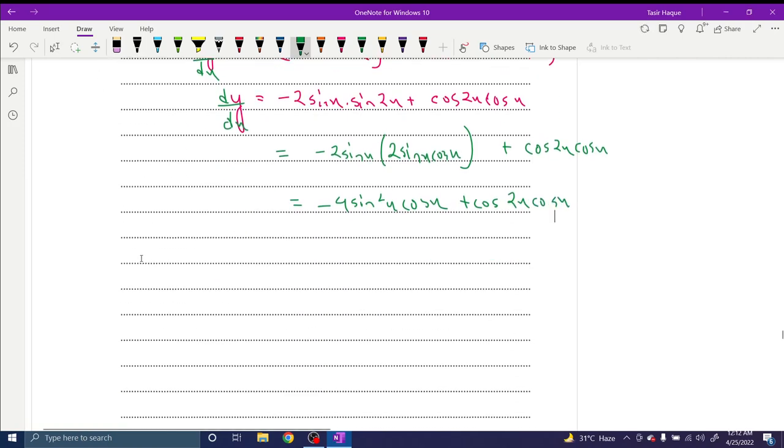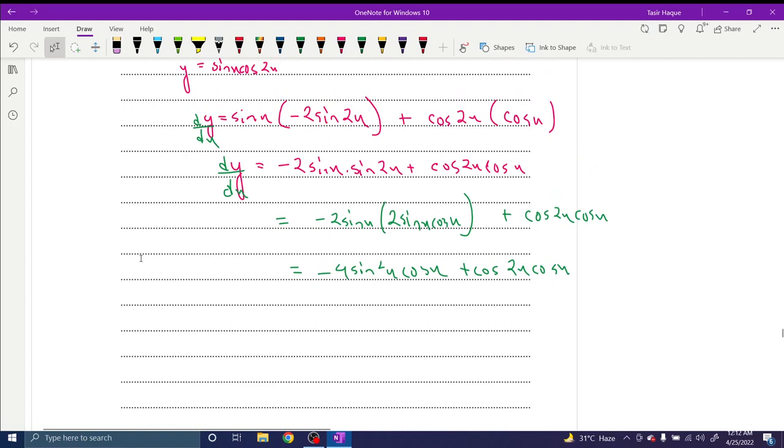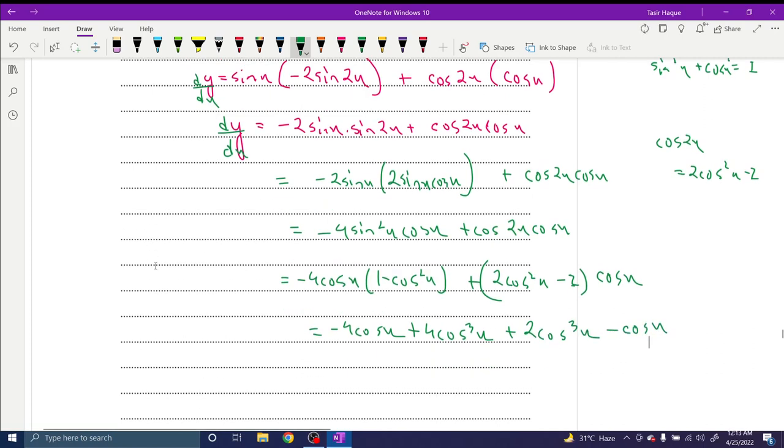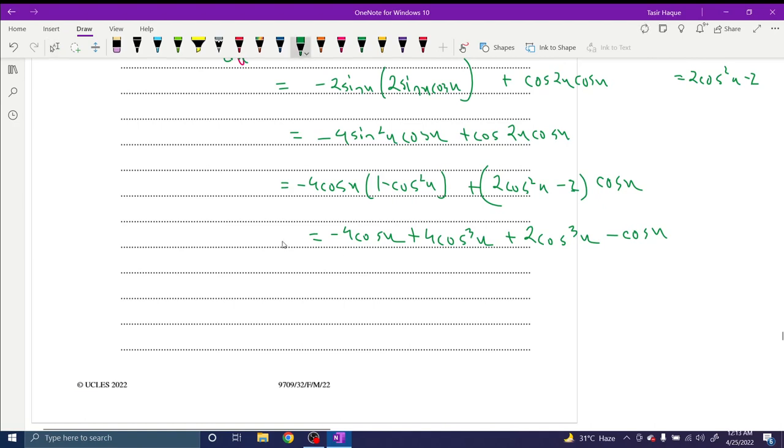Okay. Now I'm going to choose to convert sine square x in terms of cos square x. We know that sine square x plus cos square x is equal to 1. So this can be written as minus 4 cos x into 1 minus cos square x plus, I'm going to convert cos twice x into 2 cos square x minus 1, 2 cos square x minus 1 into cos x. Now we end up with minus 4 cos x plus 4 cos cube x plus 2 cos cube x minus cos x. Now to find out the maximum point, we want to equate dy by dx with 0, right?